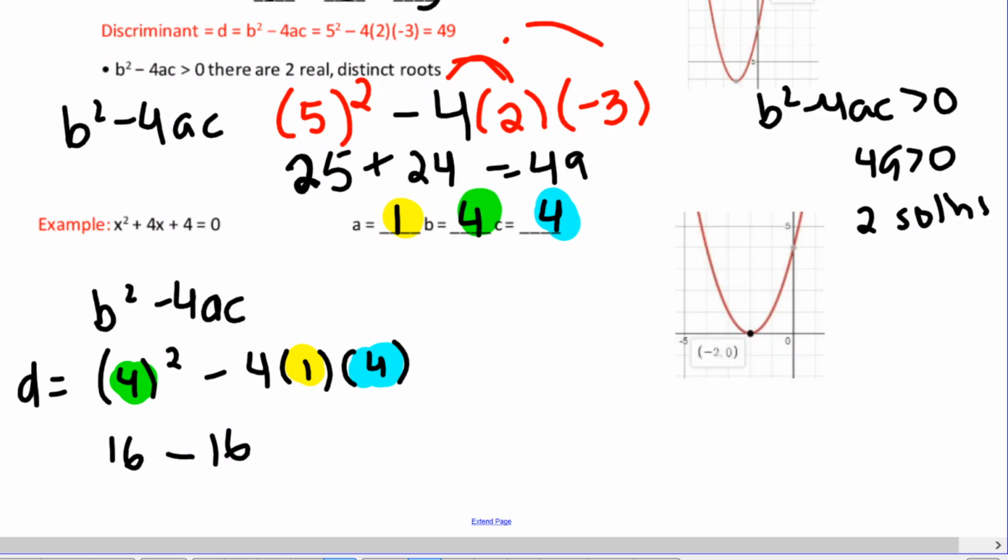If you want to call this lowercase d, just to say you're talking about the discriminant, you can do that. And so in this case, my discriminant is 0. What that tells me is I have one solution. And we see on the graph, we only have one x-intercept at negative 2, 0. So the discriminant tells us the number of solutions. It doesn't tell us where those solutions are. We have to use the whole formula for that. So let's practice some of that.